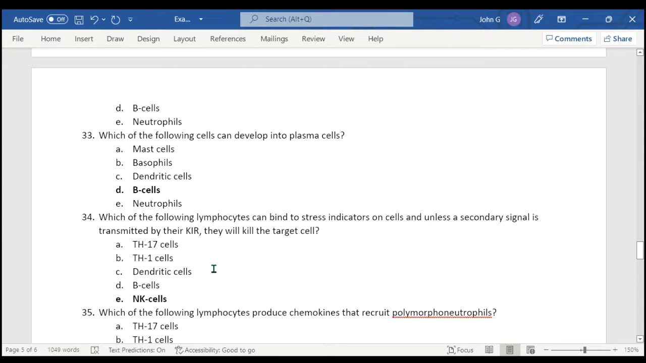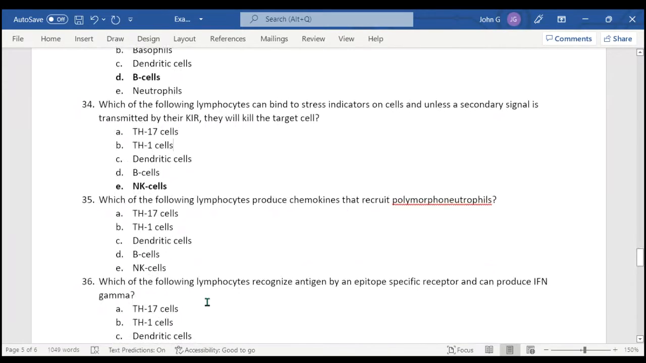So natural killer cells, they look for stress indicators on cells, and they're going to get all angry and they're going to get murderous unless the cell is expressing MHC1. And the KIR is actually a receptor for MHC1 in most cases. So MHC1 inhibits natural killer cells, and that occurs through the KIR receptor. KIR is a don't kill signal located on natural killer cells.